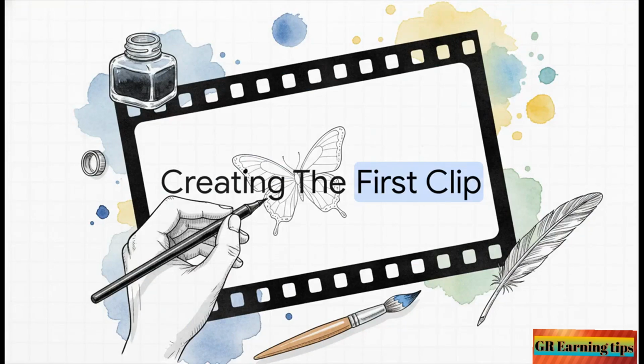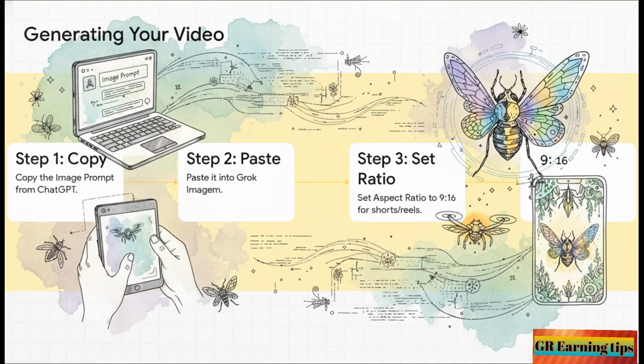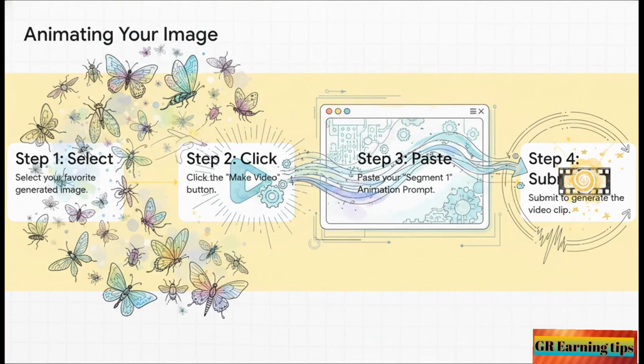All right, let's actually use these prompts to make our first clip. This is the fun part. Jump over to Grok Imagine. Just paste your prompt and make sure to set the aspect ratio for shorts. Pick your favorite image, hit that Make Video button, and then paste in the animation prompt.